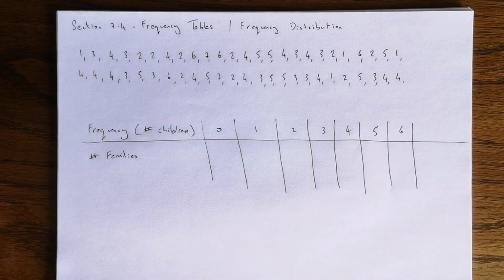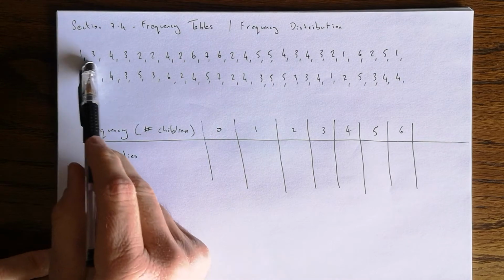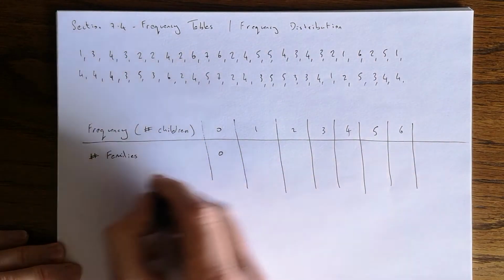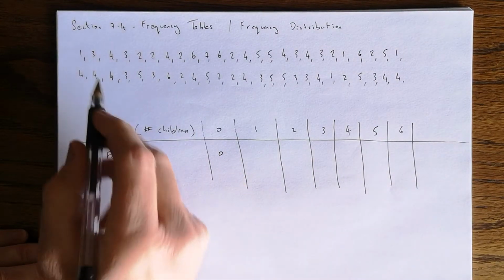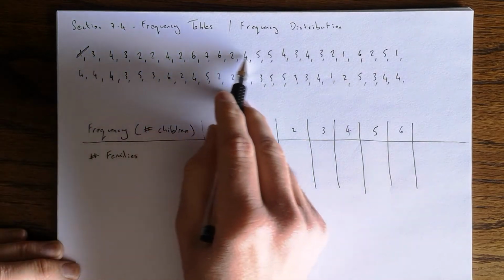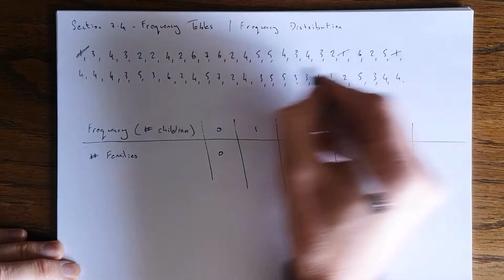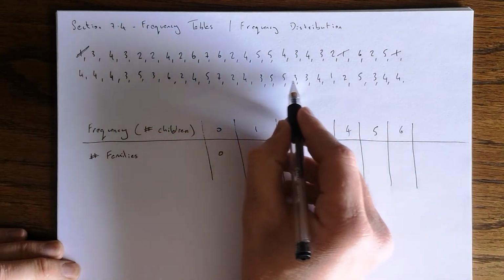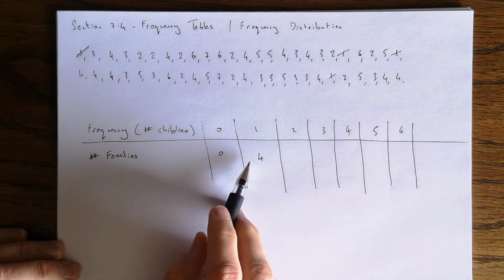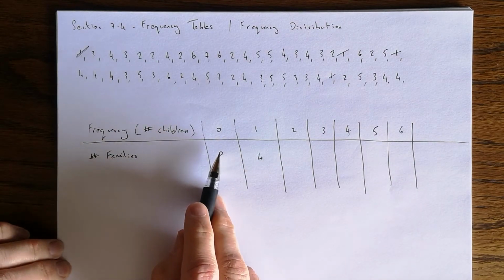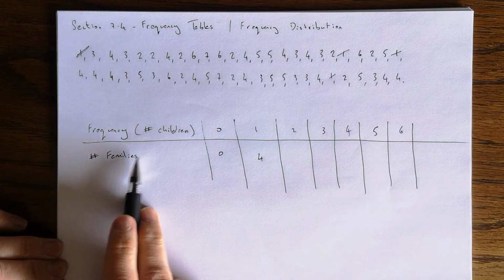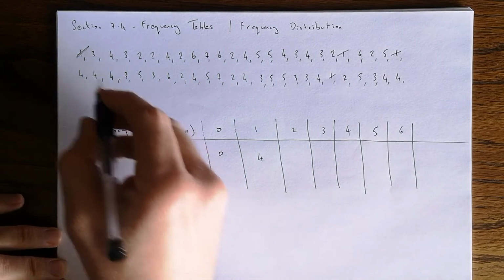So what we can do now is count up how many families have 0 children. I don't think there's any here. So none of the families surveyed had 0 children, so the number of families was 0. How many families had 1 child? There's 1. It's useful to cross it off after you count it. 1, 2, 3, 4. So 4 families had 1 child. And straight away you can see how this frequency distribution is useful, because now I can see from looking at this that the number of families with 1 child was 4.